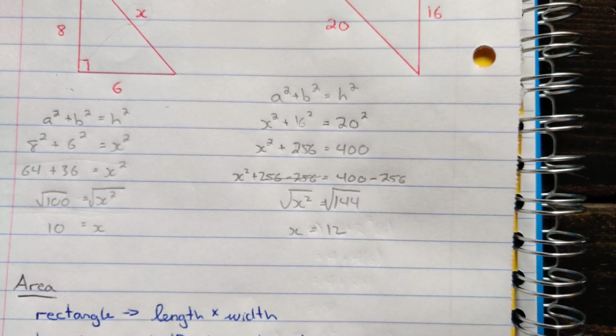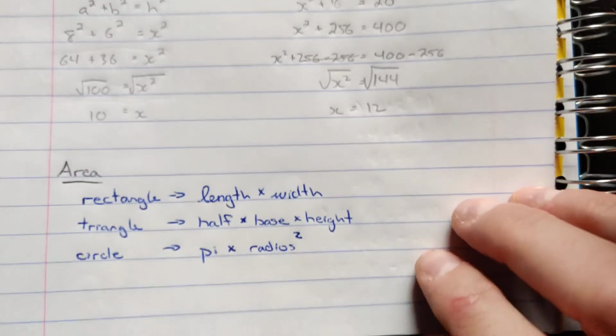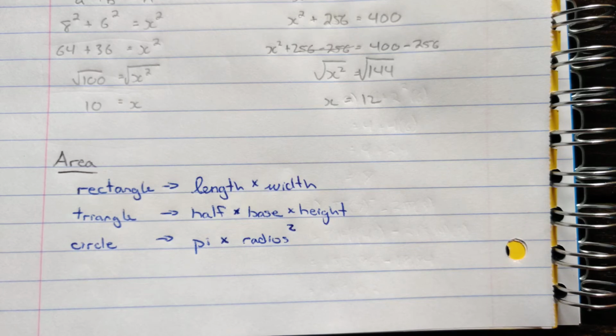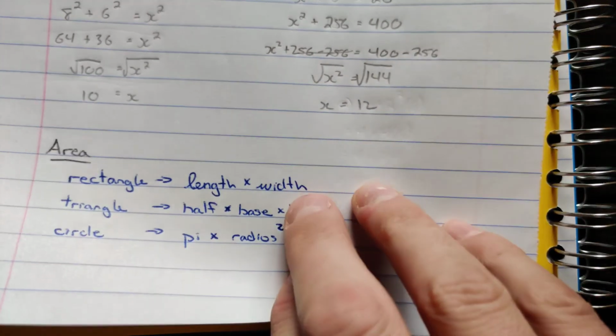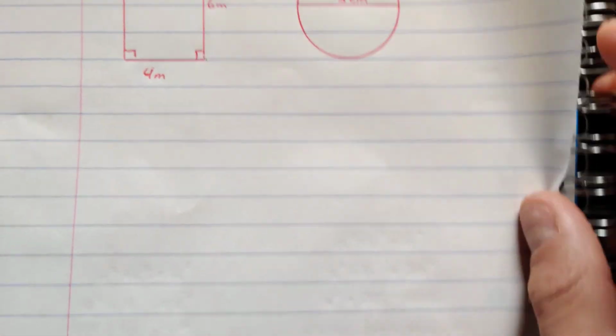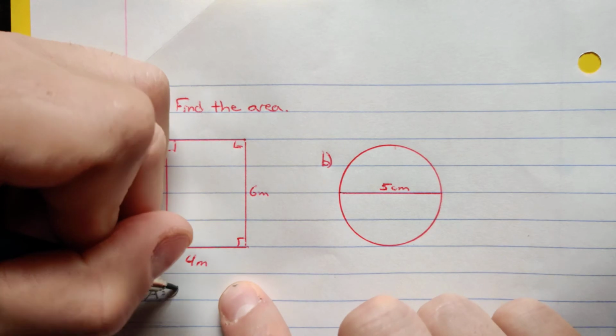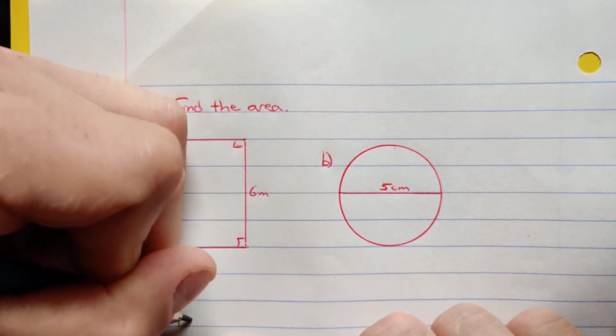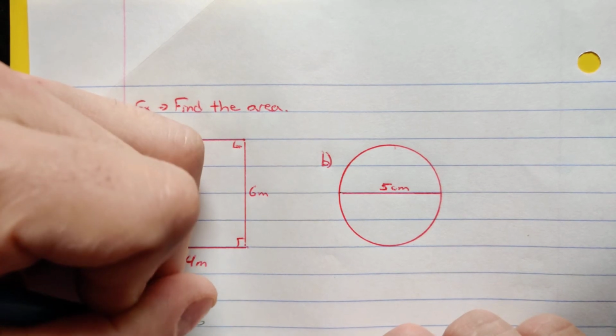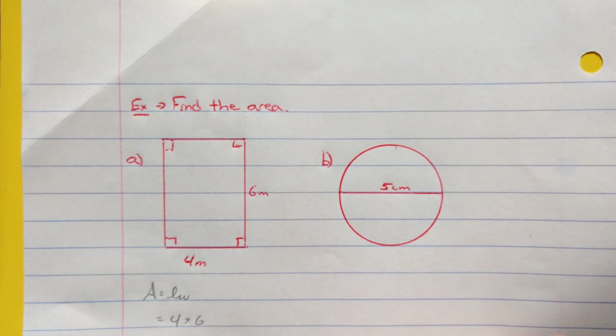So Pythagorean theorem again. Recalling area questions. Recall that the area of a rectangle is the length times the width, or base times the height. It doesn't matter. Again, those terms were arbitrary. The only important ones were radius and diameter. In a triangle, we often say that the formula is half the base times the height, and in a circle, it is pi times the radius squared. So if we do a couple quick examples here, finding the area of our first one is length times width, or base times height, and we have 4 times 6, which is 24 meters squared.